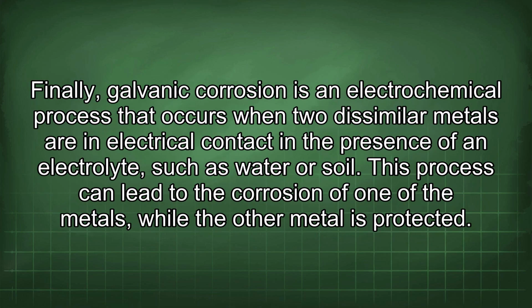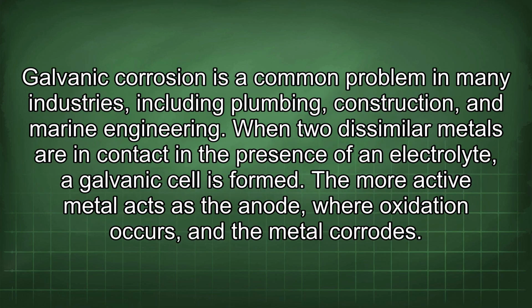Finally, galvanic corrosion is an electrochemical process that occurs when two dissimilar metals are in electrical contact in the presence of an electrolyte, such as water or soil. This process can lead to the corrosion of one of the metals, while the other metal is protected. Galvanic corrosion is a common problem in many industries, including plumbing, construction, and marine engineering.